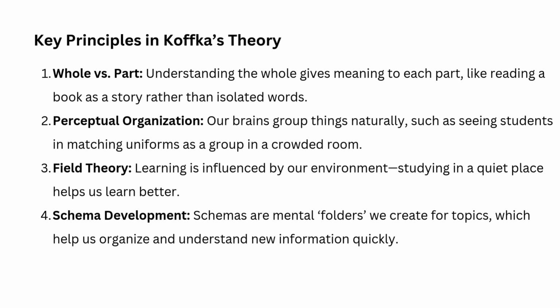Point number 2, perceptual organization. Koffka said that our brains are naturally wired to organize information into patterns. Imagine being in a crowded room. You might notice that people who are dressed similarly or standing close together seem like a group, even if they are strangers. This is your brain's way of organizing information to make it easier to process quickly. Koffka believed that this helps us make sense of complex situations without having to focus on each detail individually.